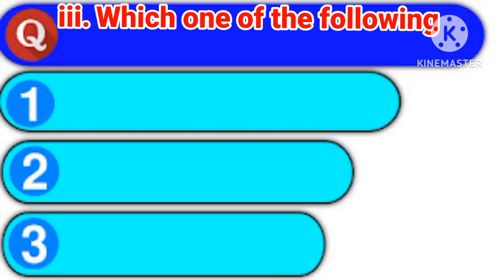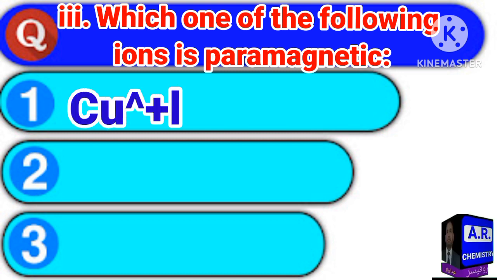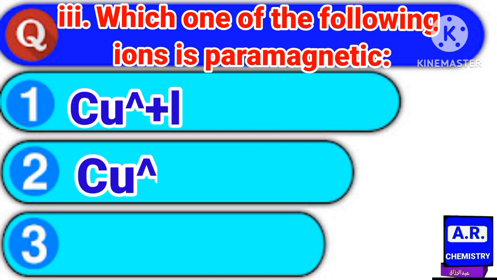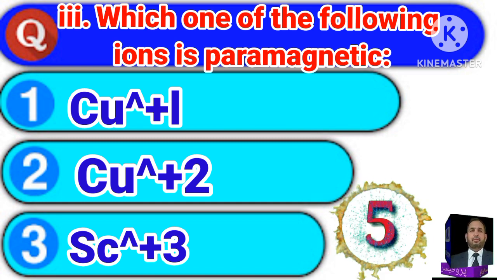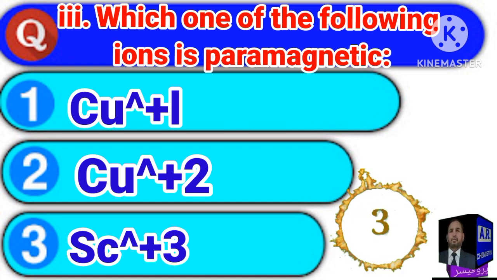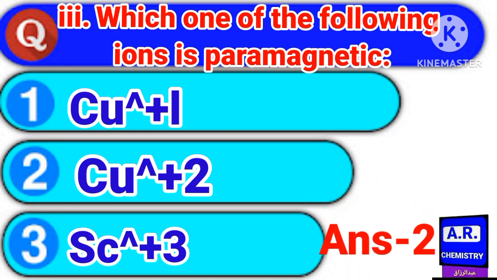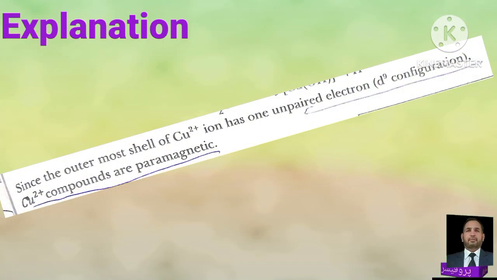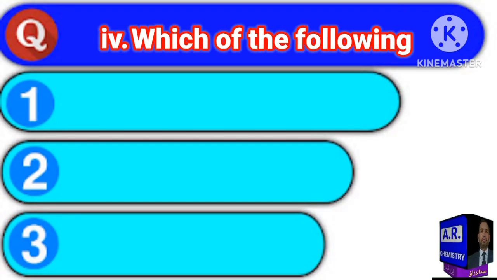Next question. Which one of the following ions is paramagnetic? Number 1, cuprous, Cu+1. Number 2, cupric, Cu+2. Number 3, scandium ion, that is Sc+3. Pick the correct option. Yes, it is Cu+2. Paramagnetic substances have unpaired electrons, and you know that Cu+2 has d9 valence electronic configuration, so it has an unpaired electron.